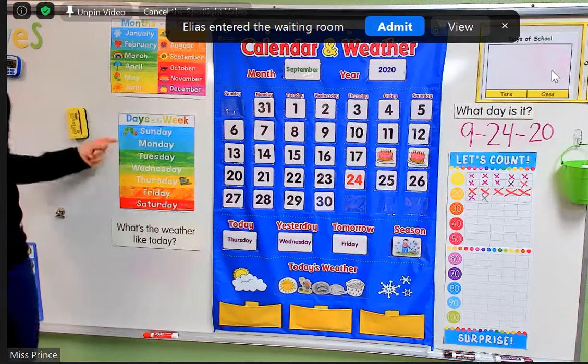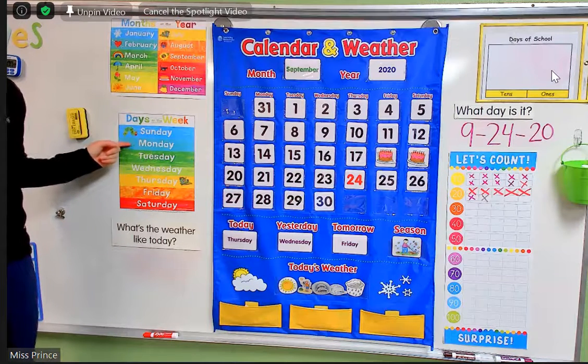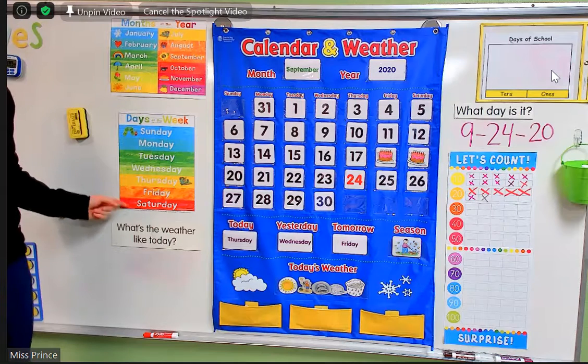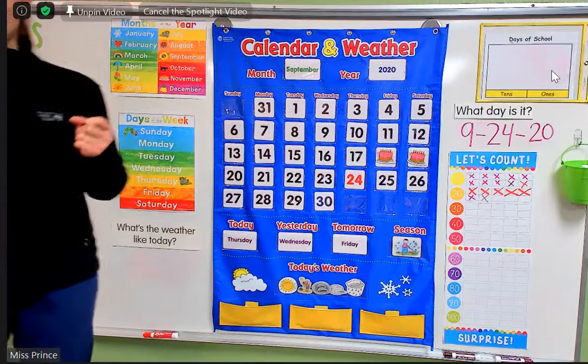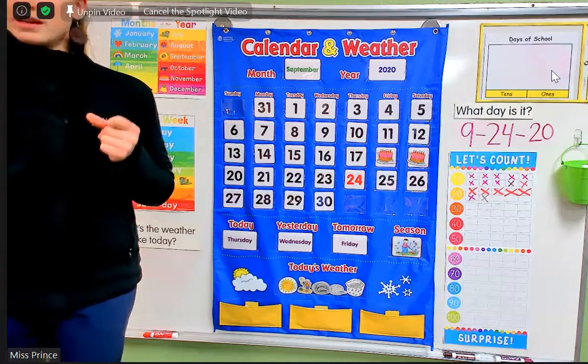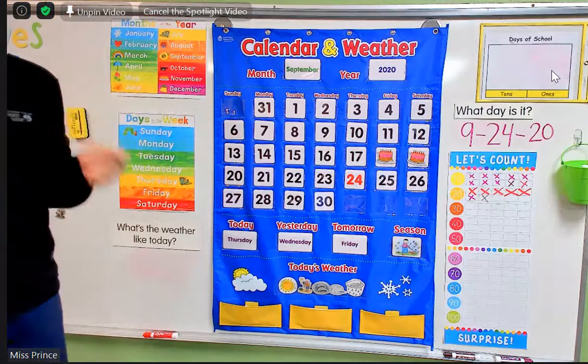One more time. There's Sunday and there's Monday. There's Tuesday and there's Wednesday. There's Thursday and there's Friday. And then there's Saturday. Days of the week. Days of the week. Days of the week. Days of the week. Days of the week.